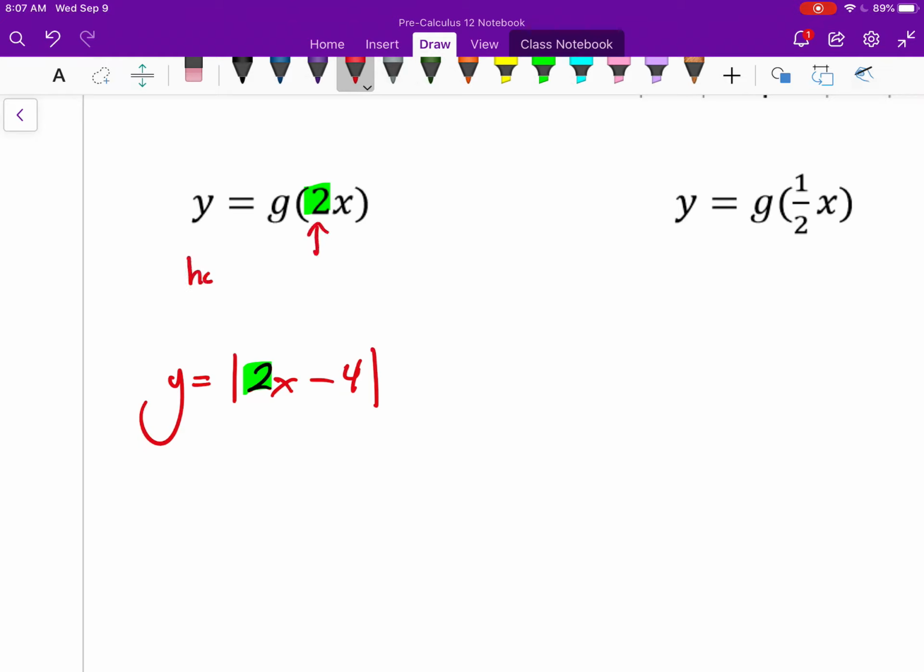OK, so we call this a horizontal compression by a scale factor of 1/2, not 2. It's the reciprocal. And what that means actually is that all my x-coordinates are going to be cut in half. They're going to be divided by 2 or multiplied by 1/2. So let me show you what it looks like, and then I'll go back to Desmos in a second before I look at the others.